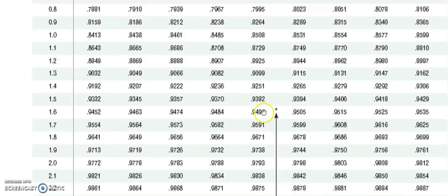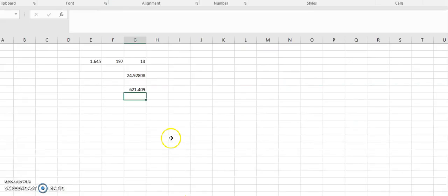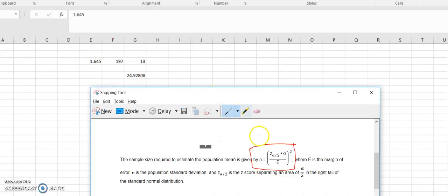So if you look here, this is 0.9495 and this is 0.9505. So 0.95 is exactly in the middle of these two. So this is row 1.6, and 1.6 right in between 4 and 5, so it needs to be 1.645. So put that on here, 1.645. That's the z-score. This is the standard deviation, which is 197, given in the problem. And E, margin of error, is 13.